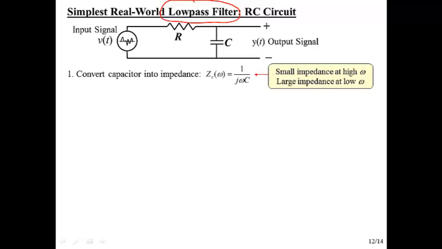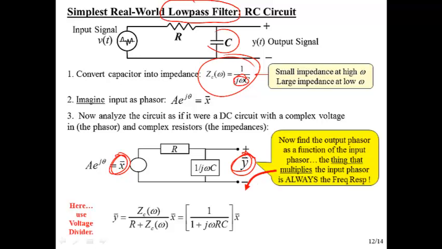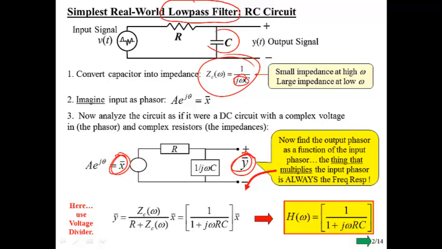So we know how to analyze this using phasor analysis. We convert our capacitor into its impedance value, and we imagine an arbitrary input phasor going in, and then we analyze our circuit to find the output phasor in terms of the input phasor, and the thing that multiplies the input phasor to create the output phasor, that's our frequency response, and it'll be a function of omega. So when we do that, we get something that looks like this, and we declare that this thing that multiplies our input phasor is our frequency response.